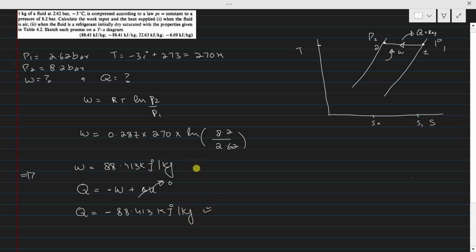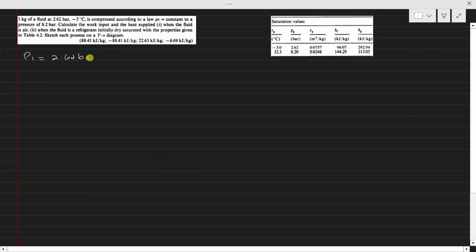So these are our final answers for the working fluid air: the work done on the system and the heat rejected from the system. I hope you understand it. Next, we will find the case when there is a refrigerant initially dry saturated, at 2.62 bar, and pressure P2 is 8.2 bar.